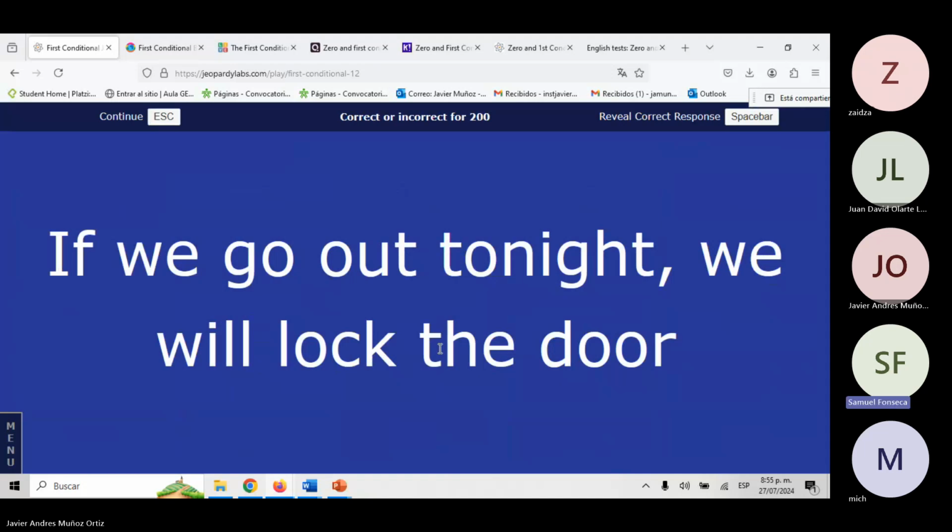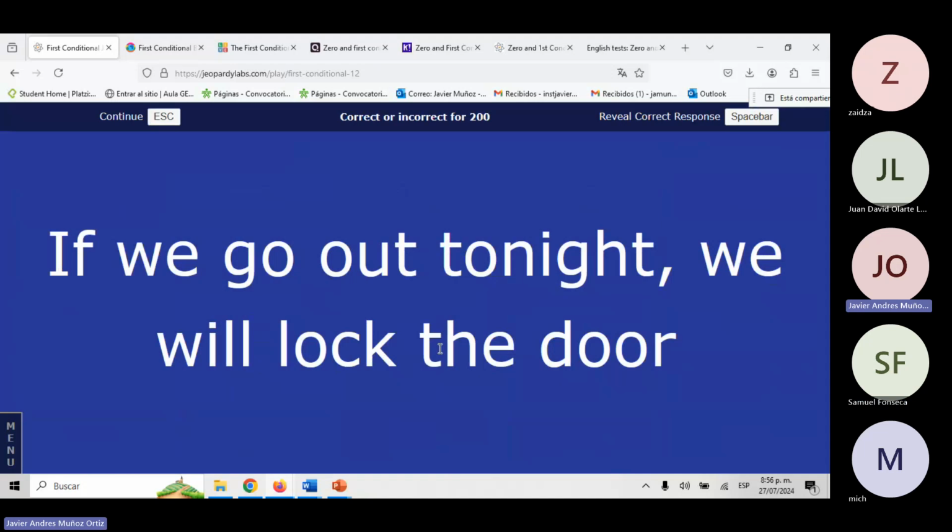Can be correct. Are you sure? It's the opposite. Is incorrect. Because is the effect. We will lock the door. I put in the different order. Maybe first we will lock the door if we go out tonight. But if I choose this, in this case, will be correct.